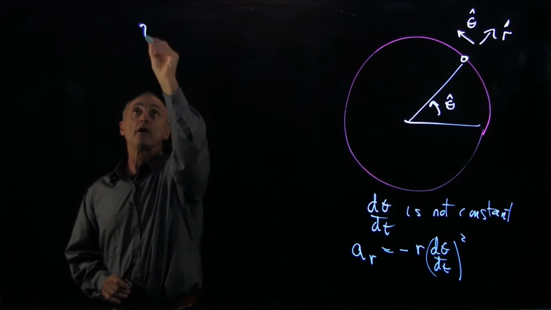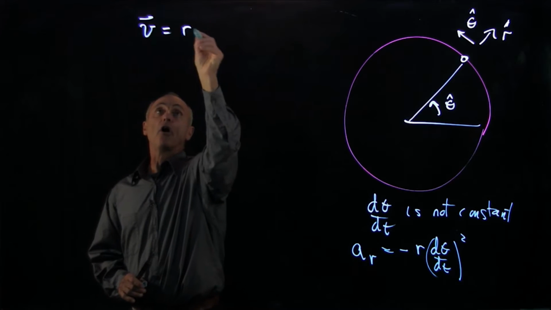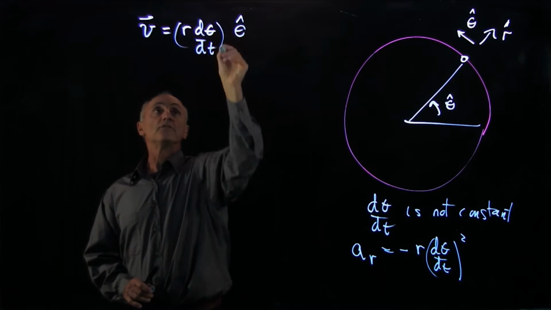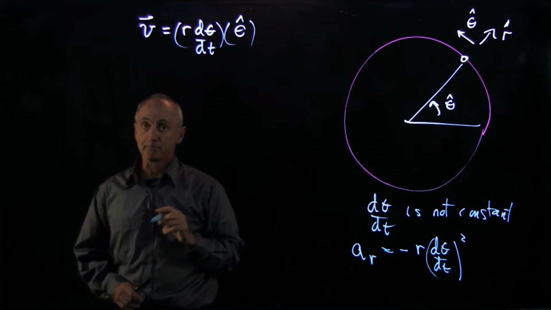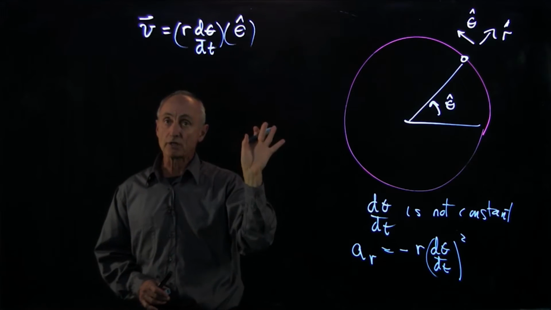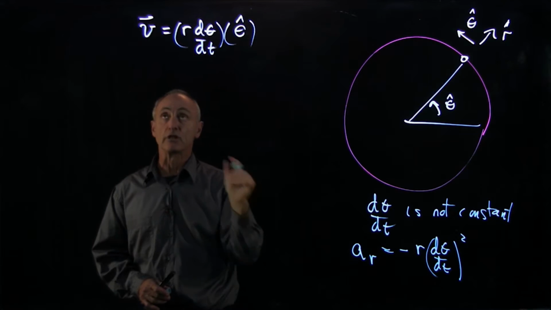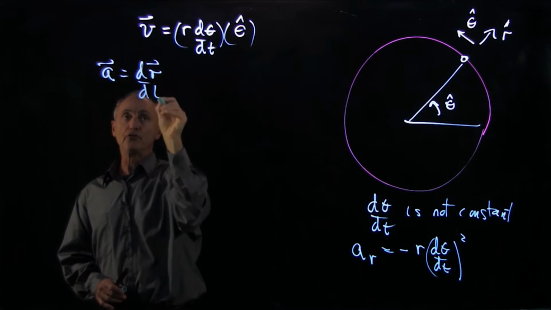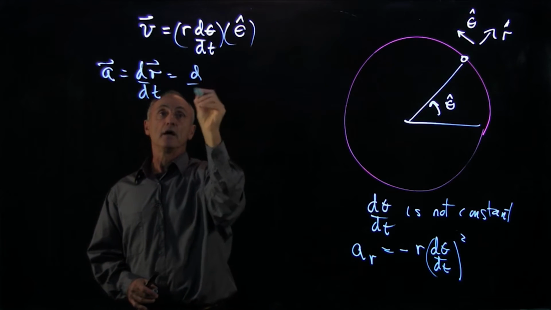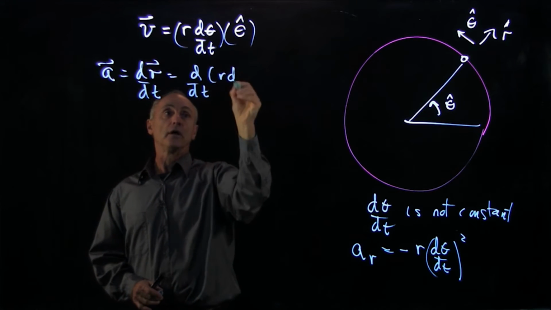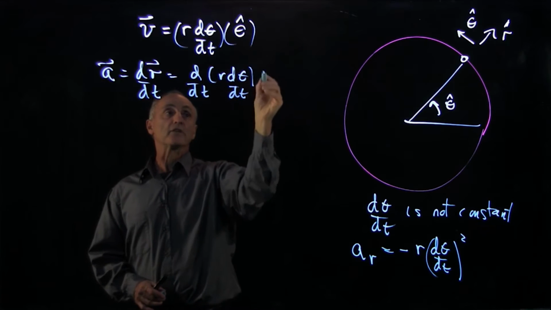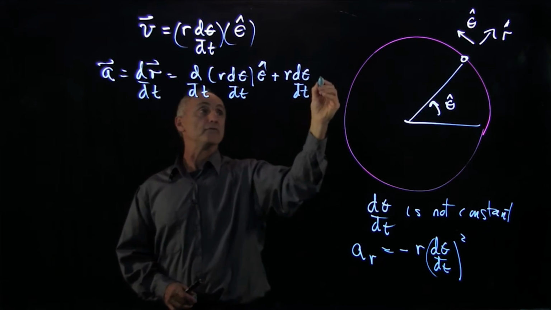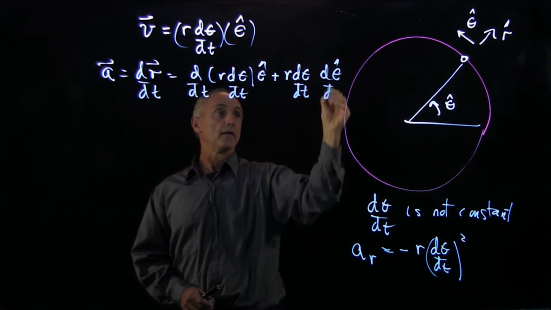So again, if we write our velocity vector as r d theta dt theta hat, this is the product of two terms. And because it's a product of two terms, we need the product rule from calculus when we take a derivative. So the derivative will be the derivative of the first term times the second term, plus the first term times the derivative of the second term.